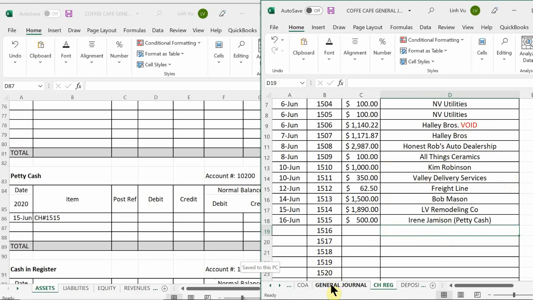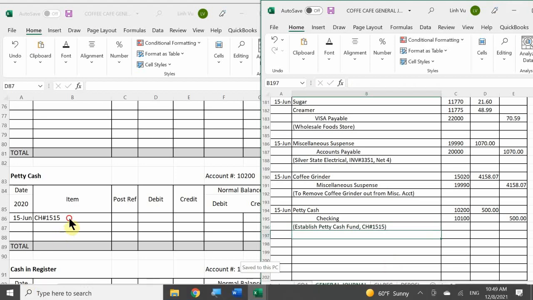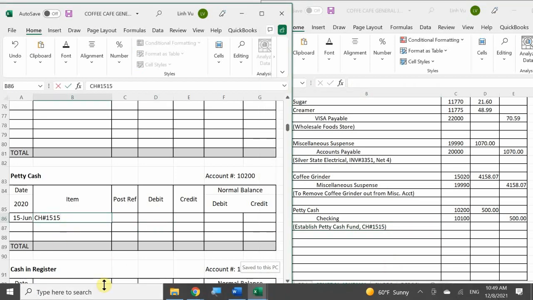Now in my journal, did I mention that I used 1515? Nope. That's also a rule of thumb: part of a transaction that should be recorded is saying you established a petty cash drawer with check 1515. So in your notes, yes, you can have the 1515 there because you know for sure that check 1515 was to establish the petty cash fund. Okay? So I'm going to put establish here.